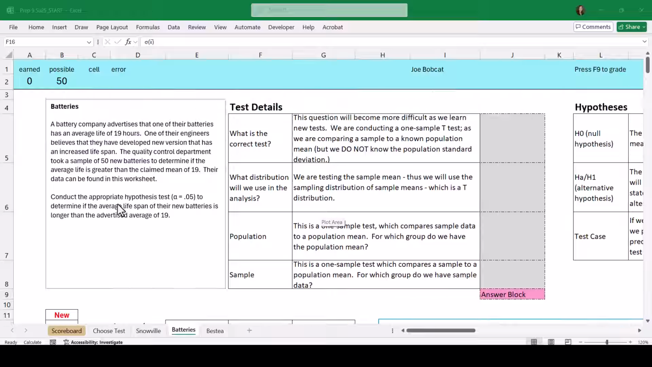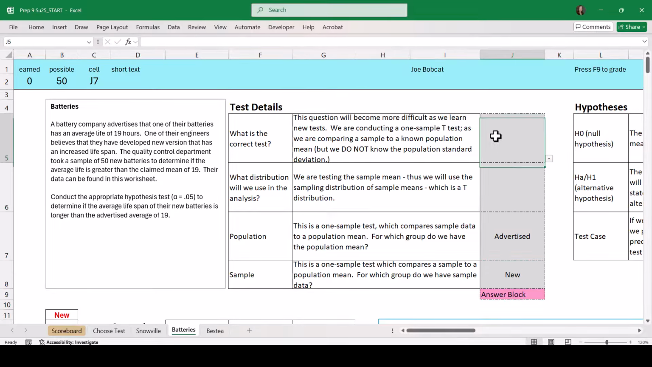The sample data is in this worksheet. So we're going to conduct a hypothesis test with an alpha of 0.05 to determine if the average lifespan of the new batteries is longer than the advertised average of 19 hours. This is a one sample test because we have a sample of the new batteries and we are comparing it to the advertised average life of 19 hours. So that's a one sample test.